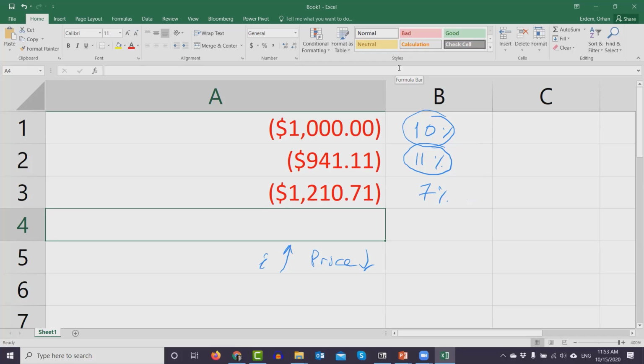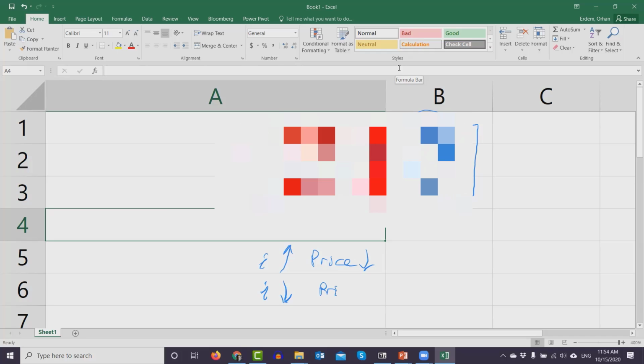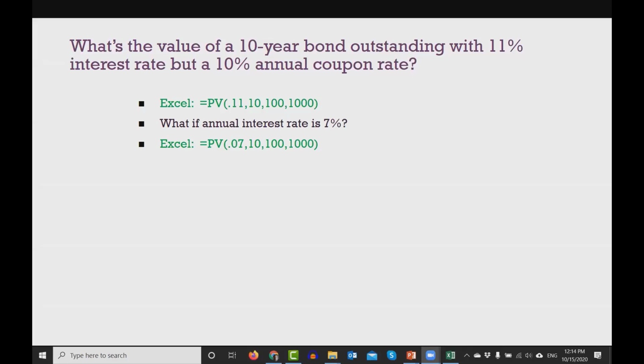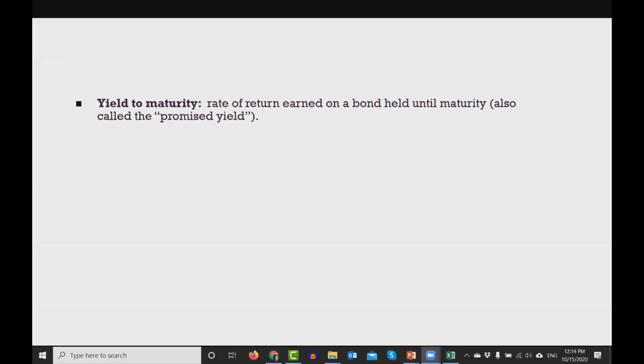When the interest rate decreased from 10% to 7%, the price increased. So again, as a rule of thumb, when interest rate decreases, the price increases. So just keep this in mind. These are the answers together. Now we have another concept, which is yield to maturity. Let's define this and then solve a question about that.